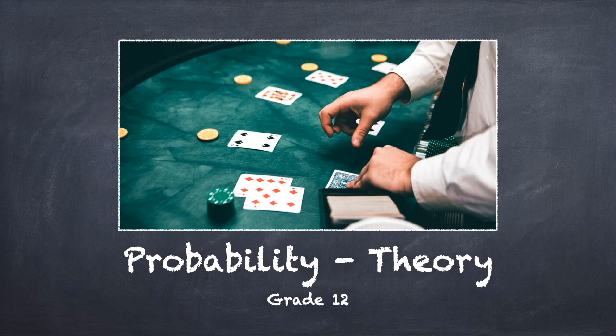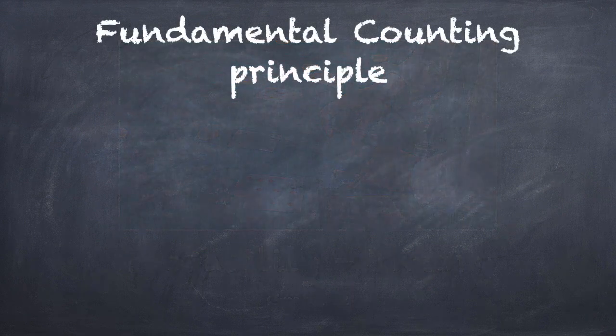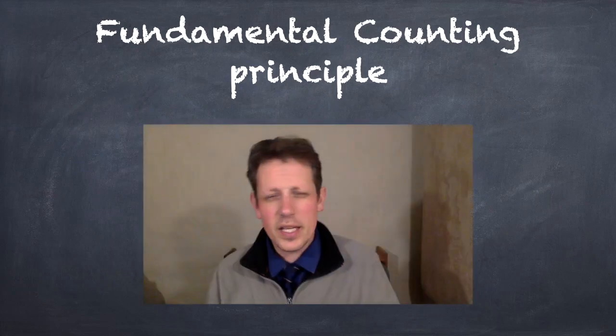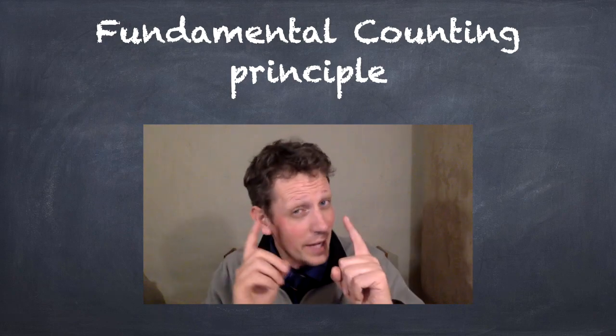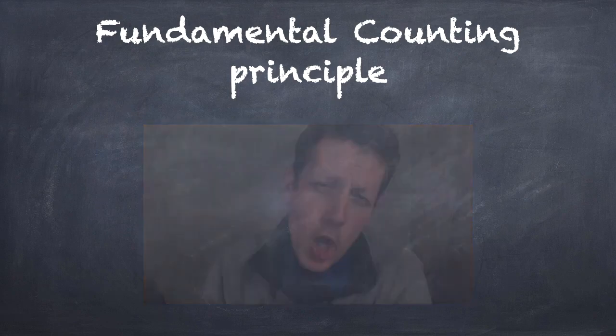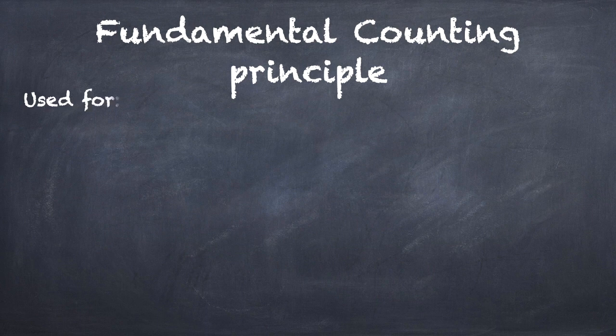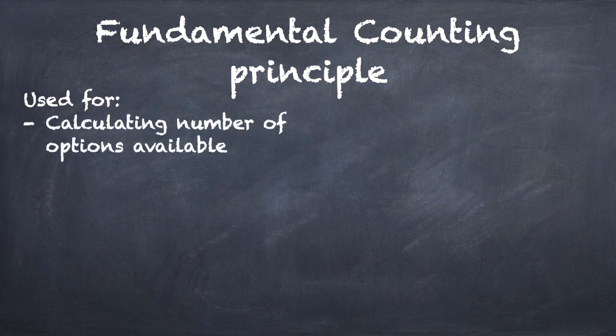When we talk about grade 12 probability theory, this for me is where my students get stuck, because the fundamental counting principle that we are going to look at is a very simple principle, but with huge implications. It is not just a 1, 2, 3, quick, let's just get an answer. You have to think about what you are doing. The fundamental counting principle is used for calculating the number of options or the number of possibilities that are available.